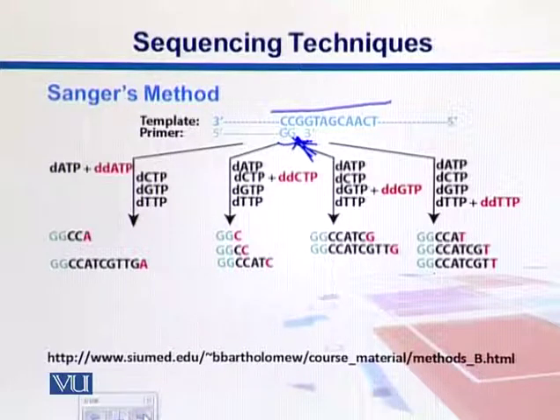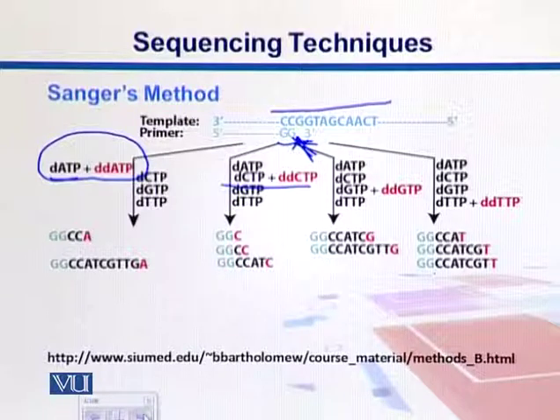We set up 4 reactions where in each reaction tube we have primers and we have all the nucleotides, except that for one of the nucleotides, say for example here for adenine, we add a dideoxy also. So dideoxy is actually the chain terminator. Rest of them are the normal nucleotides. In the second tube we add the dideoxy for cytidine, and in the third we add for guanine, and in the fourth we add for thymine.